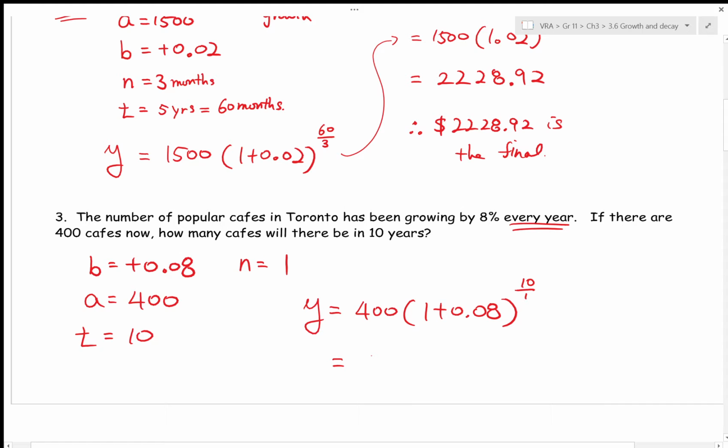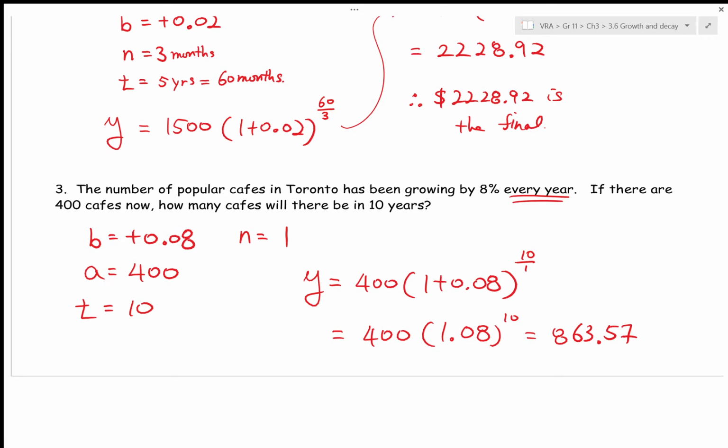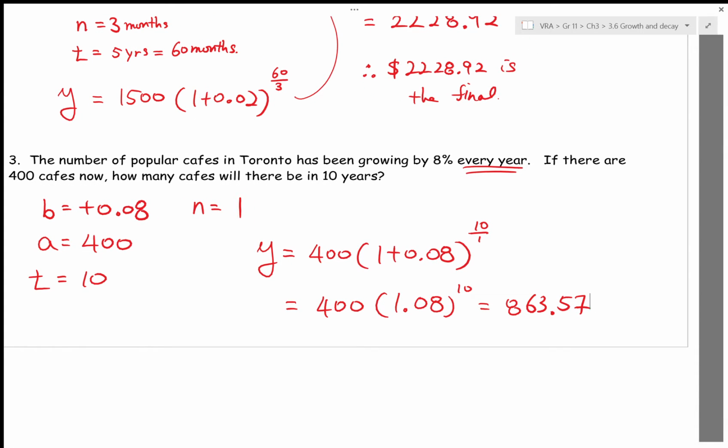Now, using your calculator, this becomes 1.08 to the power of 10. I have to put all the numbers into my calculator every time, so there may be a little pause to it, okay. Now this then becomes 863.57. Now we can't really say 0.57 cafes, right? So we are going to round down in this case, okay? Whenever there's got to be a whole number as the answer, you are going to round down.